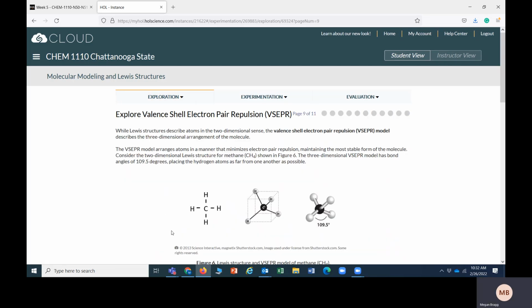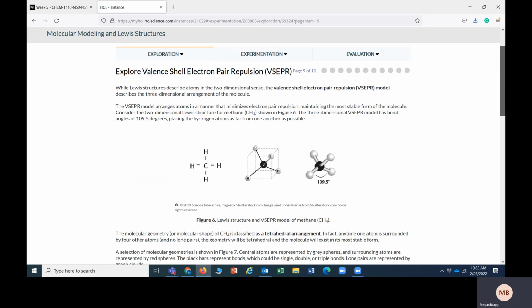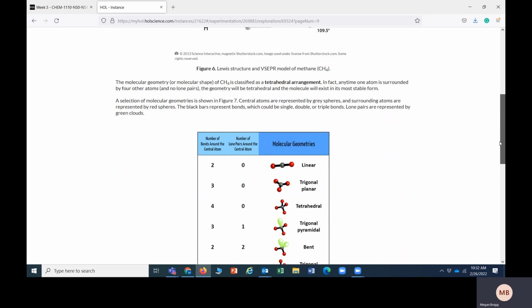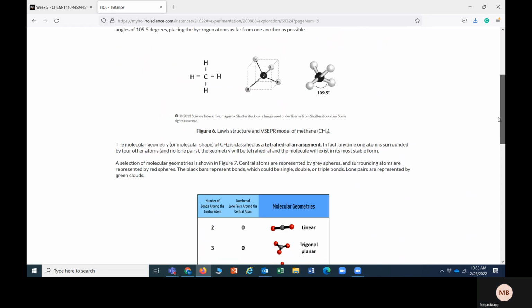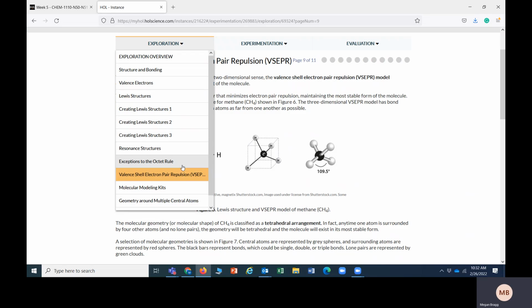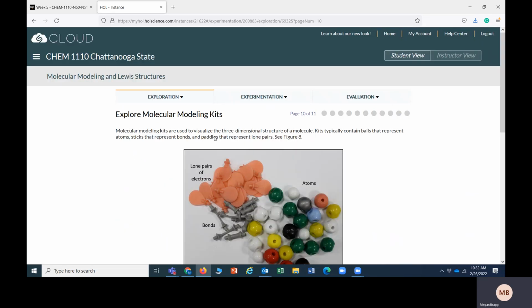And then this section right here, this is that VSEPR section where you're learning, and it's a reminder that there are a lot of different molecular geometries and molecular geometry names, like bent, trigonal pyramidal. They don't even have all of the trigonal bipyramidal in this chart, but you still need to know it for your quiz and test. And then here's some information about the kits.